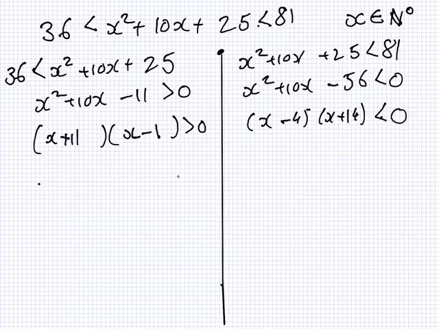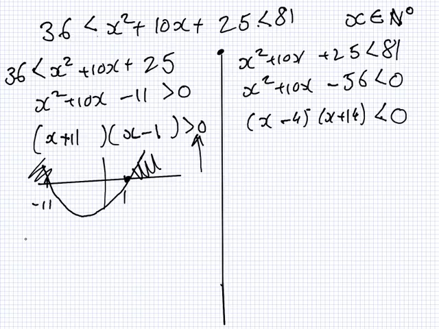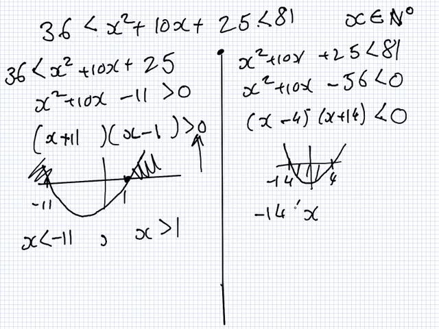So, quick graph here. 1 and minus 11. Do I want above or below? Greater than 0. Above. So here and here. So we have x less than minus 11, and then x greater than 1. And then here we have 4 and minus 14. Above or below? Below, so x is between minus 14 and 4.